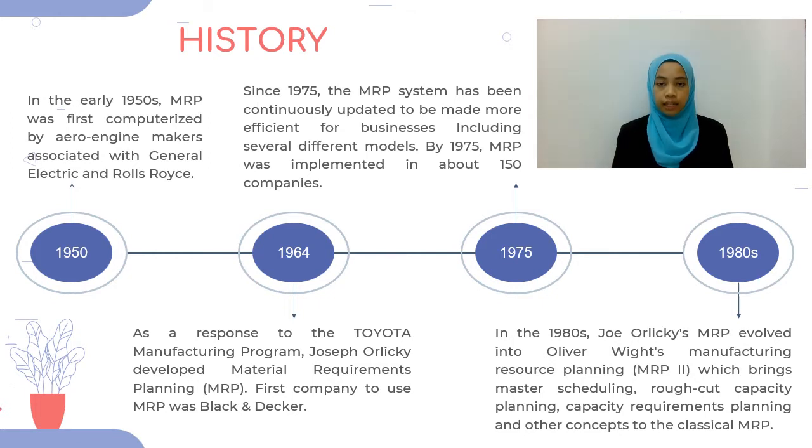In the 1980s, Joe Orlicky's MRP evolved into Oliver Wight's Manufacturing Resource Planning, MRP2, which brings master scheduling, rough cut capacity planning, capacity requirements planning, and other concepts to classical MRP. By today, MRP is one of the most common and widely used inventory management systems in the world.